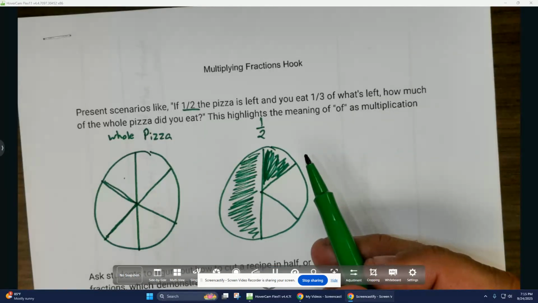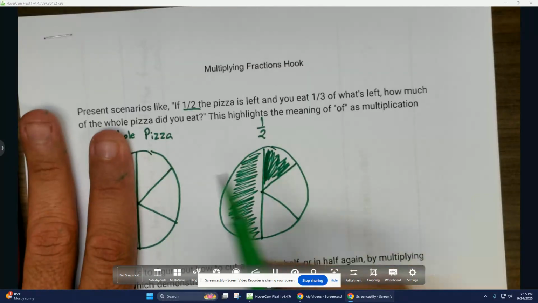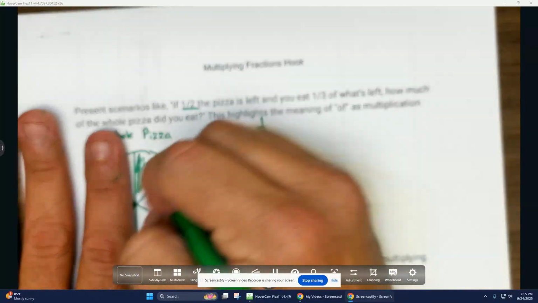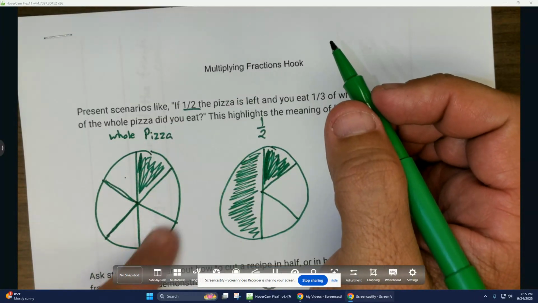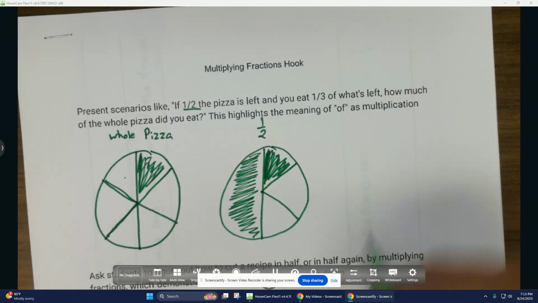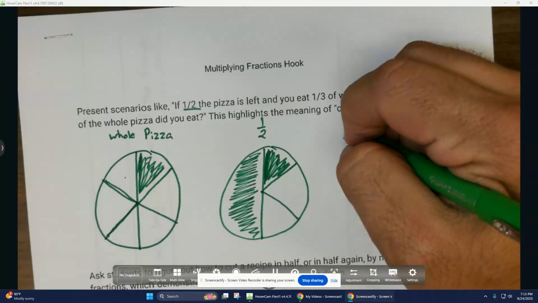Going back to where we started, someone ate half of the pizza. You ate one of the 3 slices. Well, you just told me there was 6 total slices, and you ate one of them. So you ate 1/6 of the pizza. That is your answer.